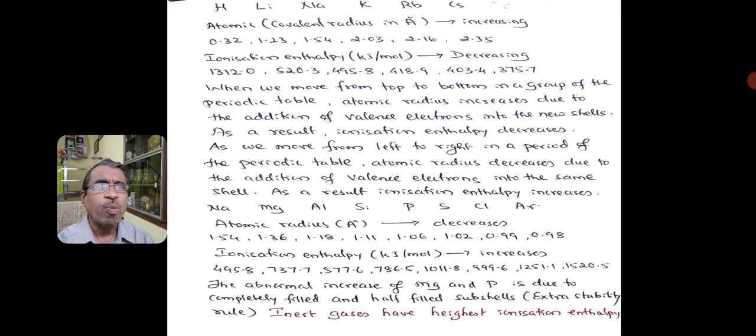When we move from top to bottom in a group of the periodic table, atomic radius increases due to the addition of valence electrons into new shells. As a result, ionization enthalpy decreases. When we move from left to right in a period of the periodic table, atomic radius decreases due to the addition of valence electrons into the same shell. As a result, ionization enthalpy increases.